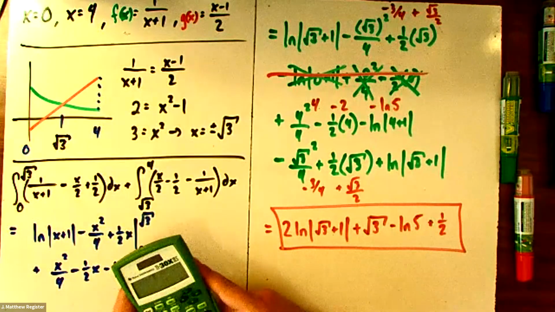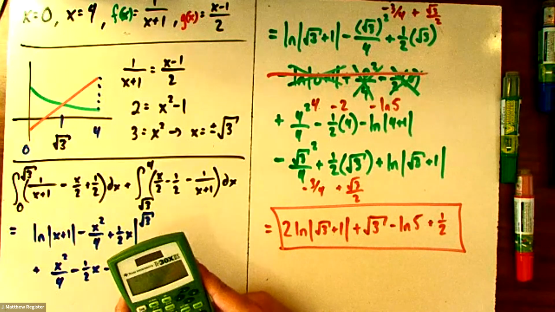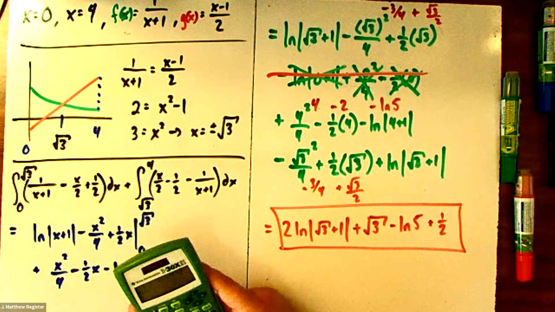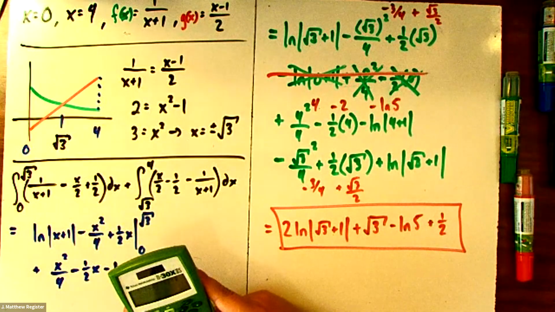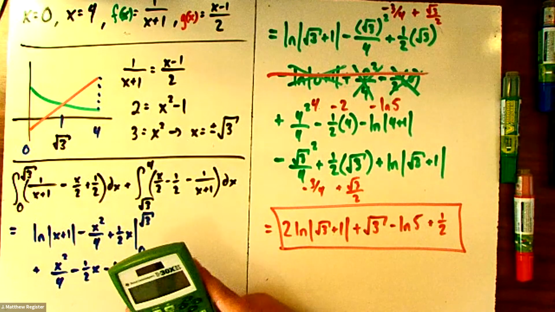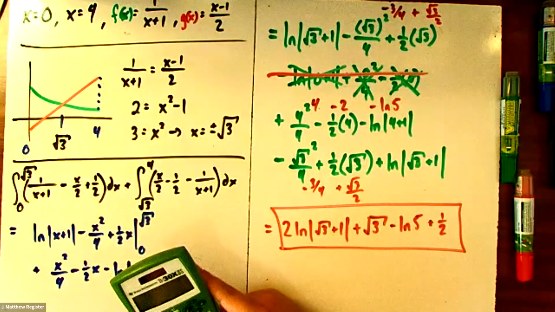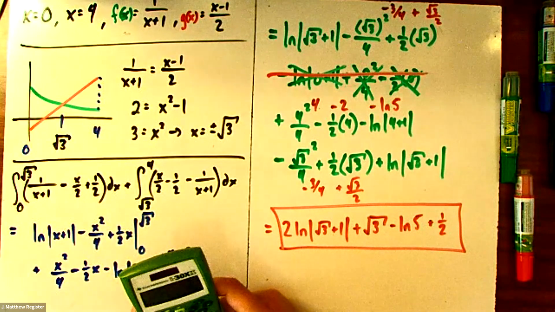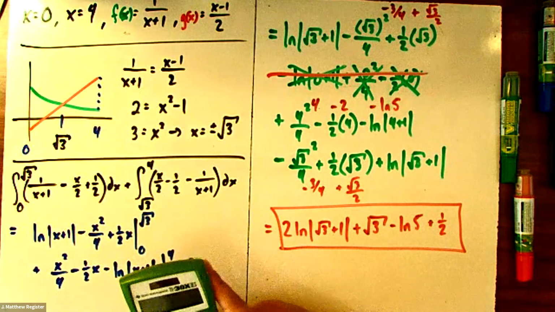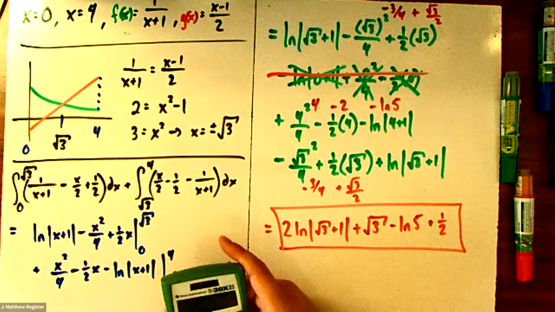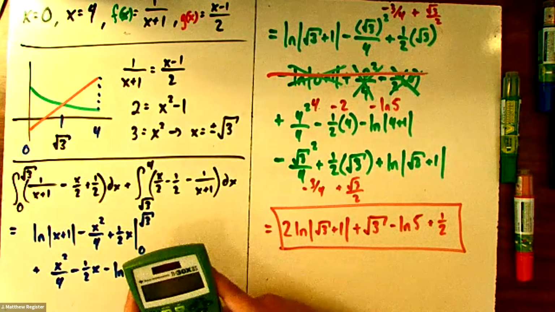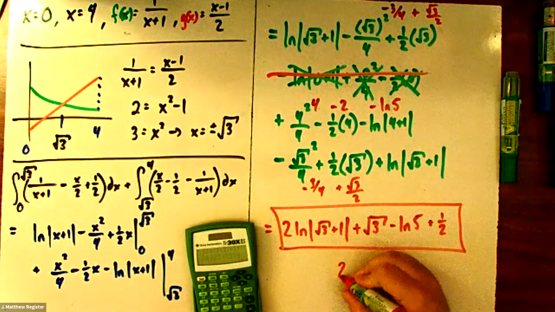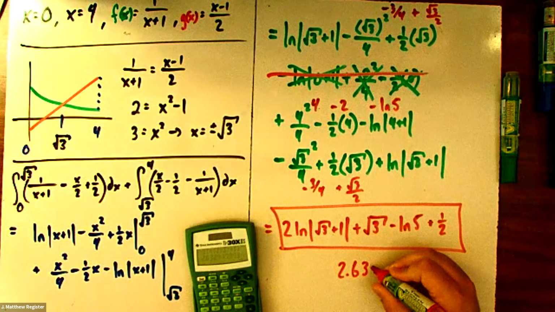Let me plug this into a calculator so we can get the approximation. 2 natural log of square root of 3 plus 1. And then it is plus the square root of 3 minus the natural log of 5, and then plus 1/2. Oh, and I have a syntax error. Of course I do, because there should not be a parenthesis at the end. There we go. So I end up getting 2.633.